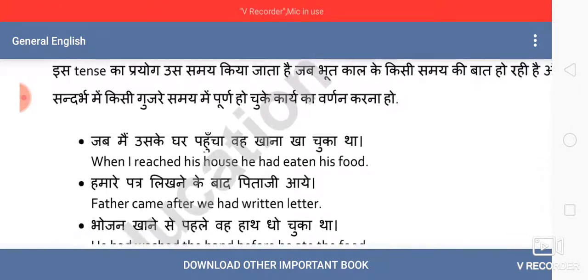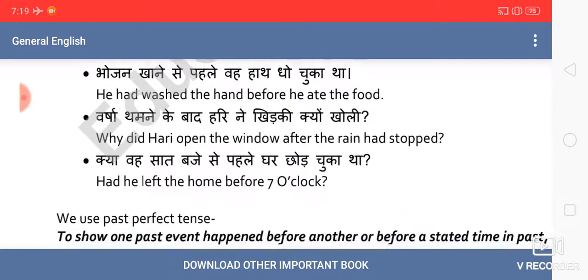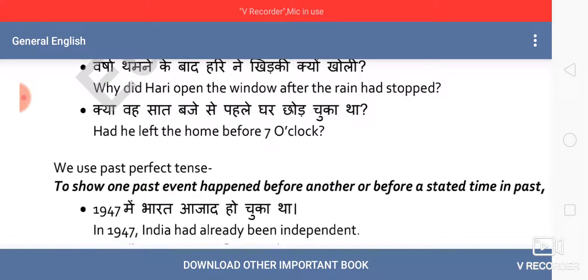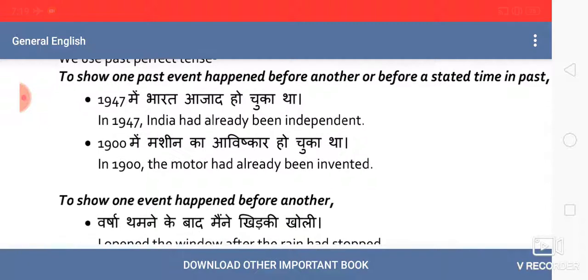So the first use, we'll talk on this. We use past perfect tense to show one past event happened before another or before a stated time in the past. Means both are in the past. Like in 1947, India had already been independent. So the time reference is given, and this is also a past.